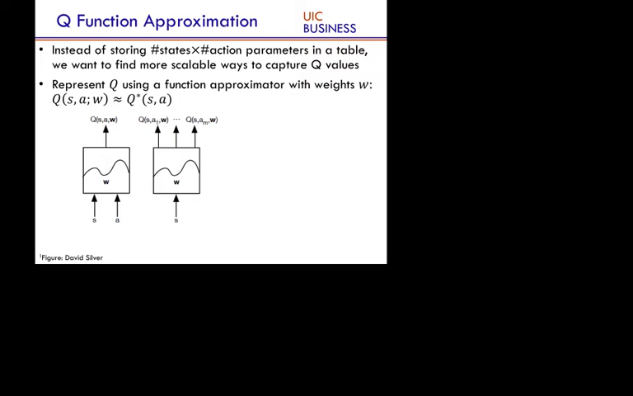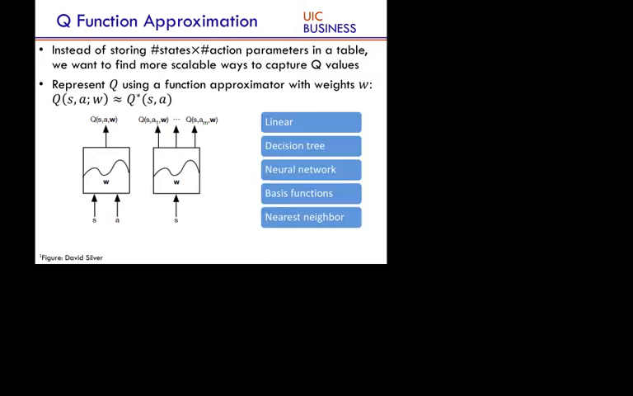So anyway, what are these functions that I'm talking about? What are these approximators? To approximate this gigantic table, we can use a linear function approximator, or a decision tree, or a neural network, or basis functions, or nearest neighbors. Anything parametric or non-parametric can be used to approximate your Q star function. Okay.